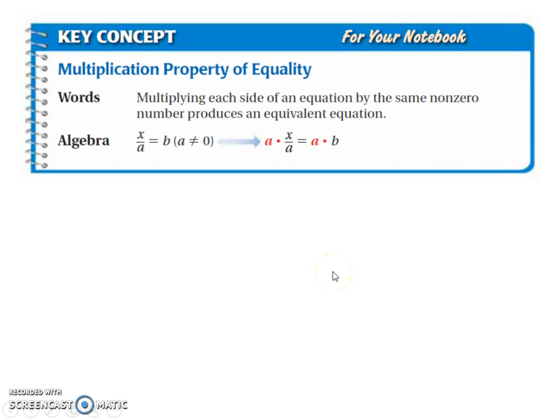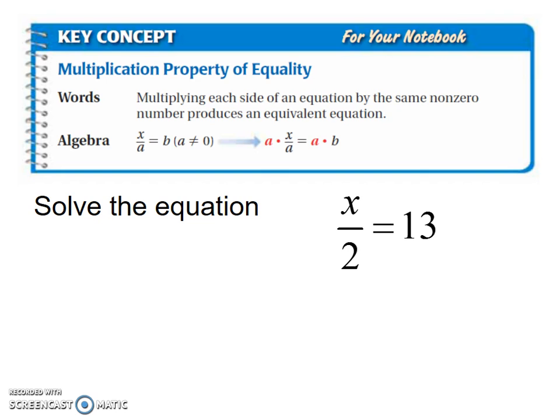Now let's look at the multiplication property of equality. So this essentially says the same thing, only this time if you multiply both sides of an equation by the same number, it will produce an equivalent equation. So again, as long as we're doing the same thing to both sides, then we're going to be okay and it's going to stay balanced.